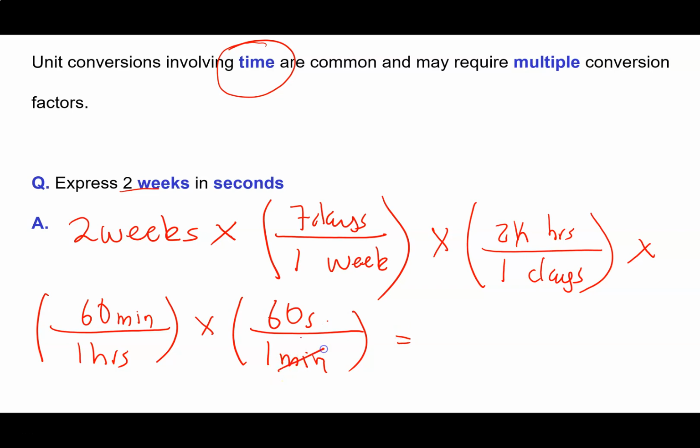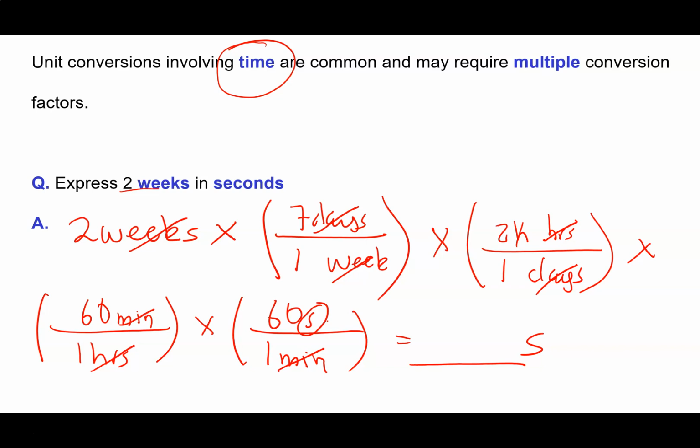And you can see if we cancel out all of our units now, we end up with what we want. There we go. The only unit remaining is seconds. We know we should get a big number because there are a lot of seconds in a week. So 2 times 7 times 24 times 60 times 60.